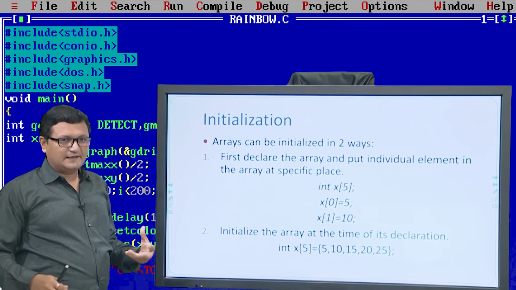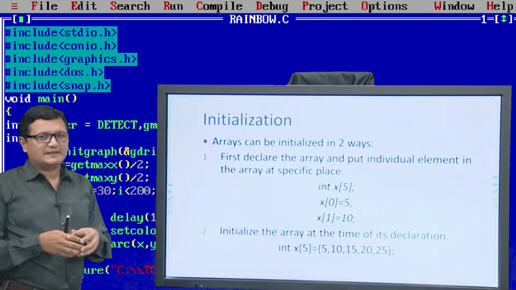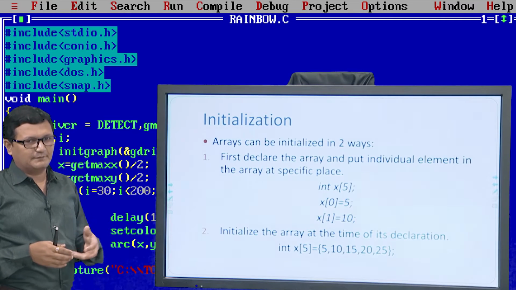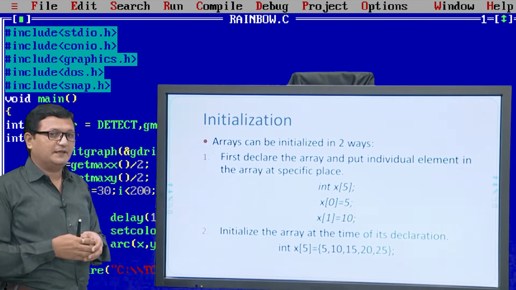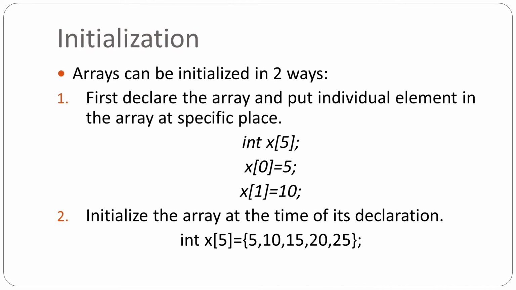Once we have declared the array, it will occupy some amount of space in the random access memory. But why are we reserving space in the random access memory? Obviously, to store the elements. So, basically there are two ways by which we can put our values into the array.